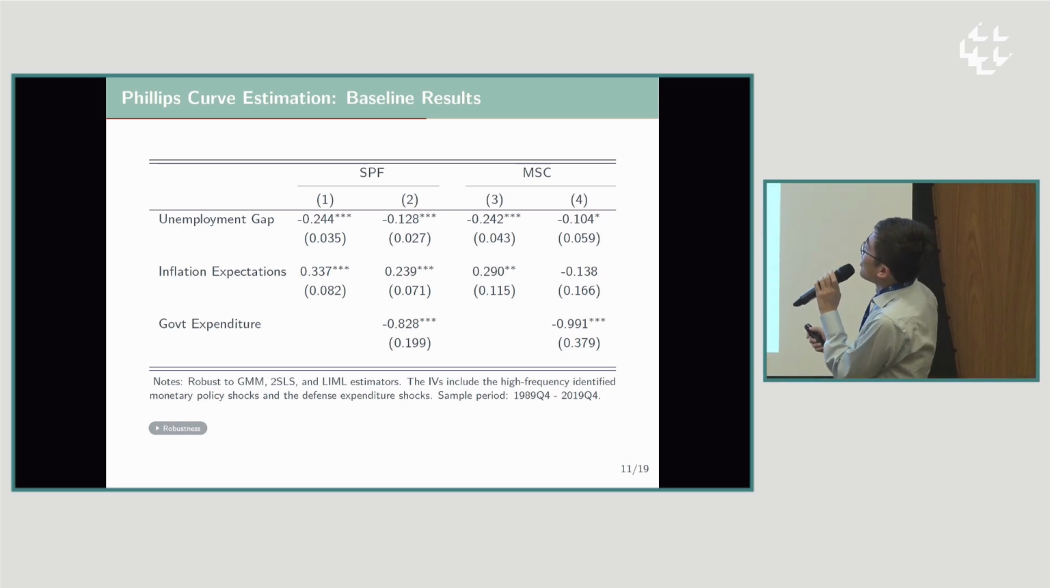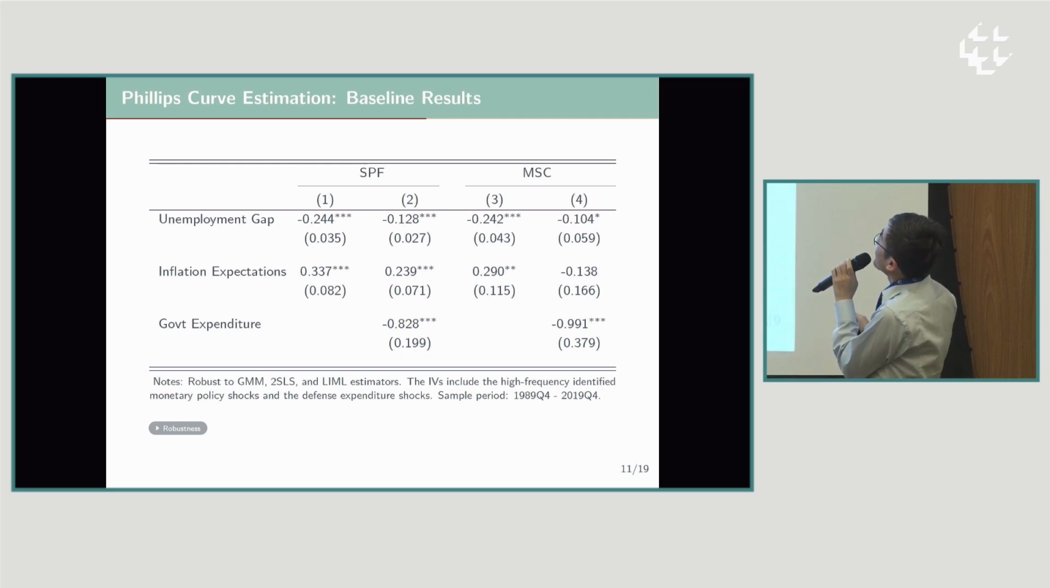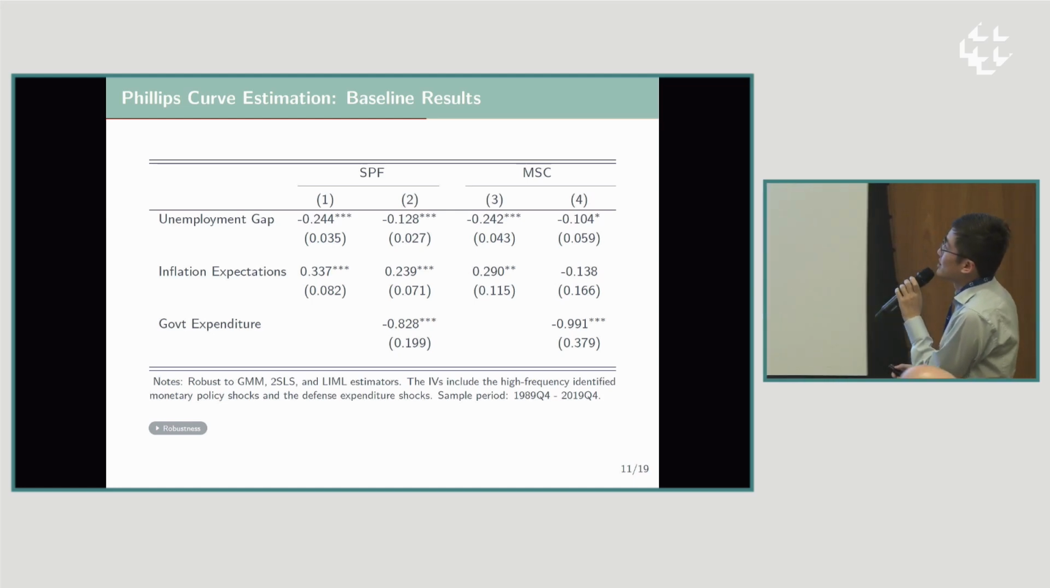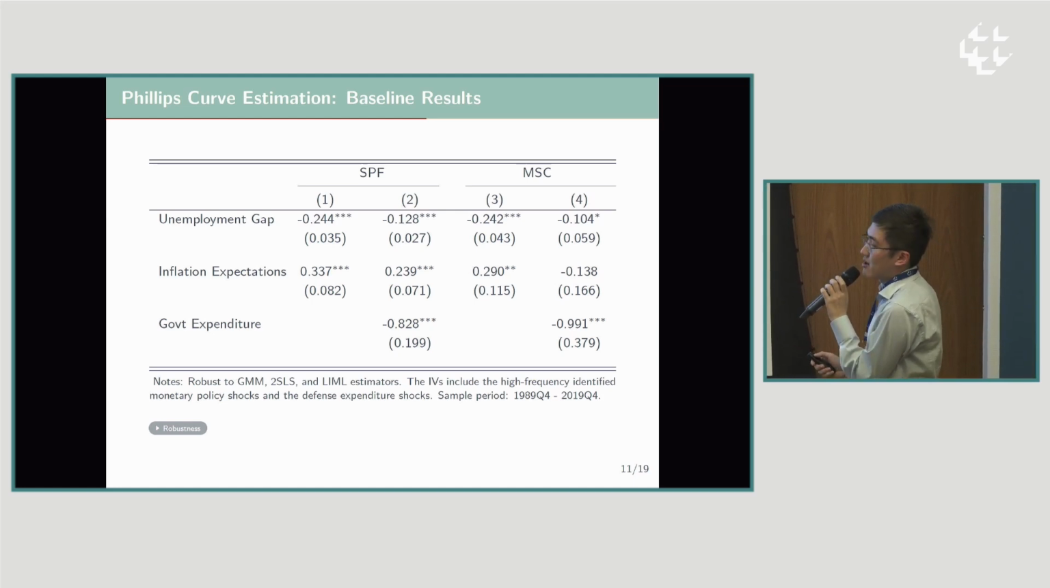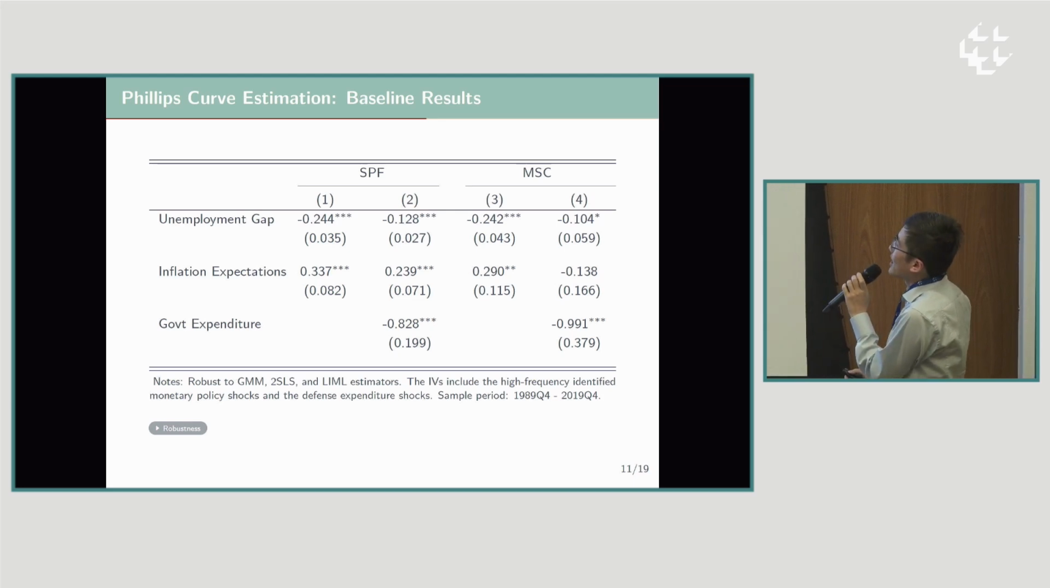Column 1 and column 2 is by estimating the Phillips curve I showed you before using SPF survey data. And the right side here, column 3 and column 4, is using the Michigan survey data. First of all, we see column 1 and column 3 are the cases where we do not add government expenditure into the regression. You see that the slope is relatively big, and also you can see positive inflation expectations and a negative coefficient on the employment gap.